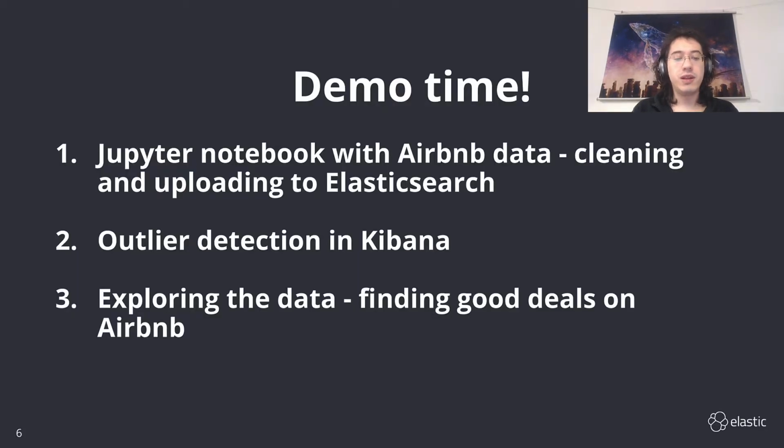So demo time, let's go and have a look at Jupyter and the Airbnb data for New York City that I prepared in there. We'll clean and upload that to Elasticsearch. Then we will run an outlier detection job in Kibana, and then we'll play around with that a little bit and explore the data. And we'll also build a little dashboard.